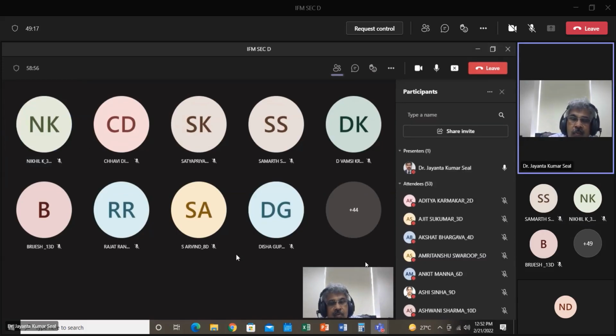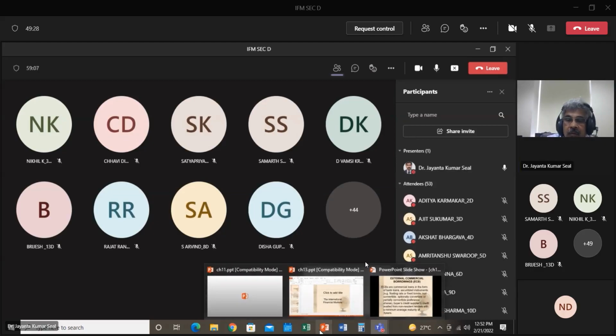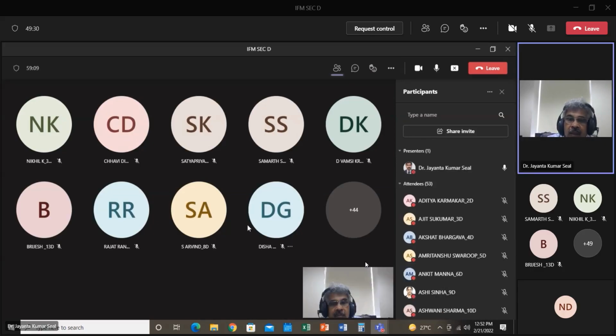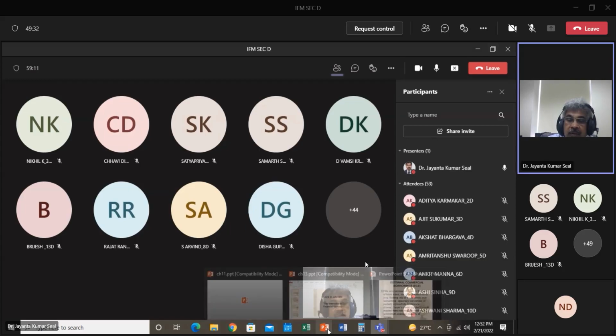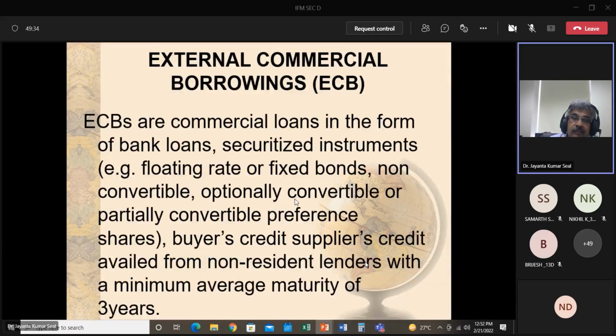It is the most popular loan instrument with which Indian companies can borrow in the overseas market. Whenever you borrow in the overseas market, it is called external commercial borrowing. There are a lot of restrictions. External commercial borrowings are commercial loans in the form of bank loans and securitized instruments, for example floating rate bonds or fixed rate bonds. If Reliance takes a bank loan, it is external commercial borrowing.